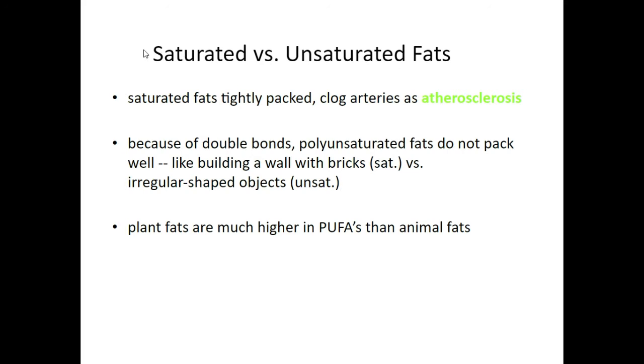Saturated fats, since rigid ang ilahang structure, kay tightly packed, walay mga kinks nga ma-form when they aggregate together. So if mag-combine sila together, pwede sila mag-form into a rigid structure. Okay, tightly packed man sila. So they could clog the arteries in the process, especially if they become very excessive. Okay?